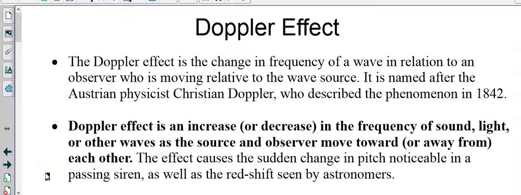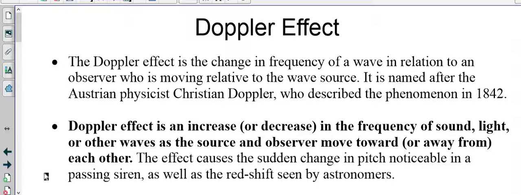Today we will be studying the Doppler effect. The Doppler effect is the change in frequency of a wave in relation to an observer who is moving relative to the wave source. It is named after the Austrian physicist Christian Doppler, who described the phenomenon in 1842.